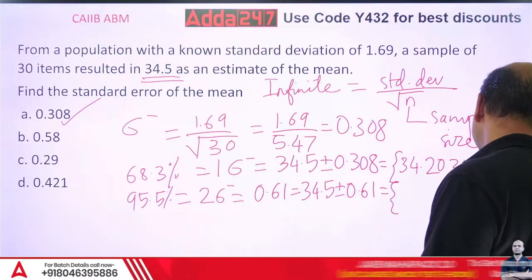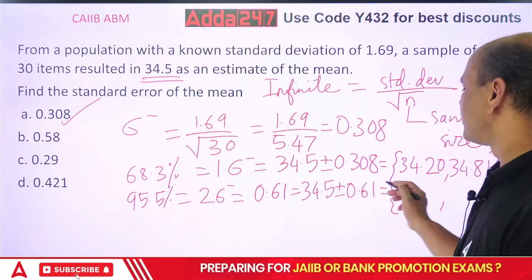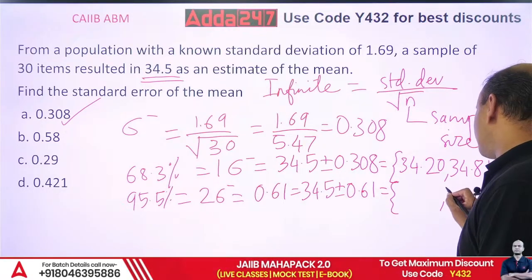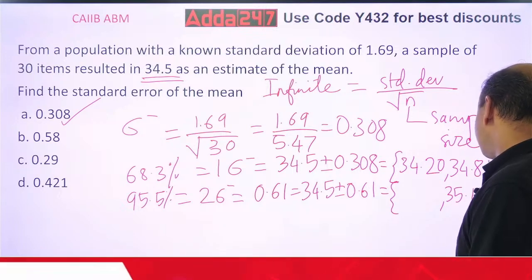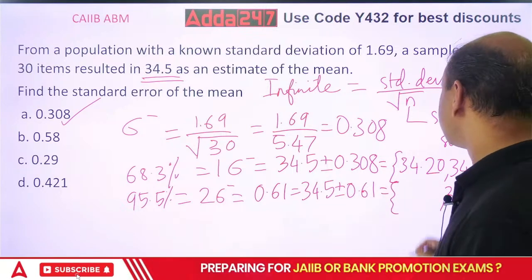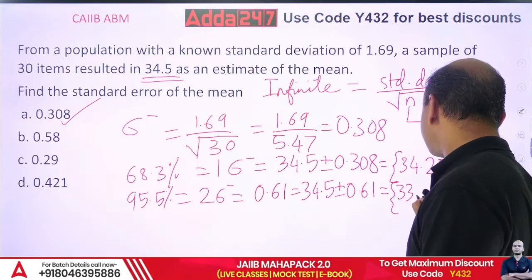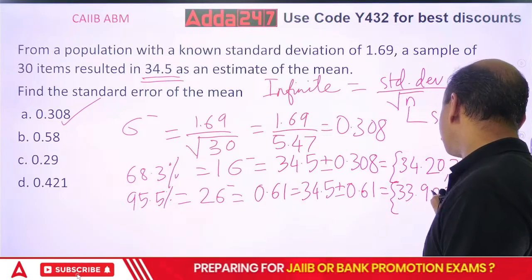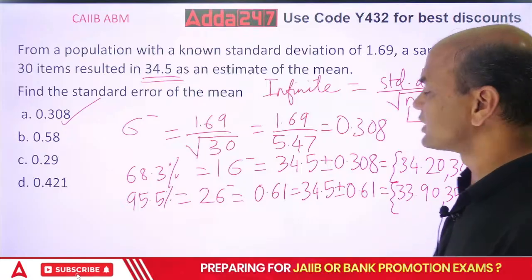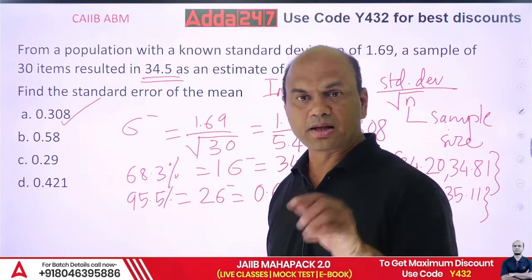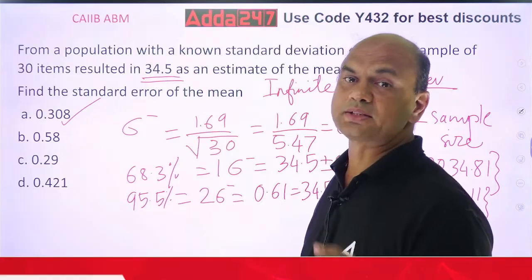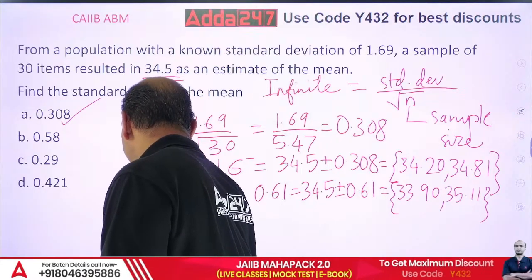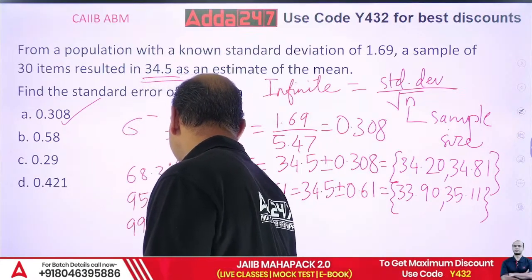Again, the same logic. So 34.5 plus 0.61. So that is equal to 35.11, and this minus, if you do 33 point 989 something, so take it 9 only, roughly 9. So this is the answer for 2 standard error. Now similarly, I won't do it now. You do it for 3 standard error. Give me the answer. It will be 99.7% confidence. It is 3 standard error.